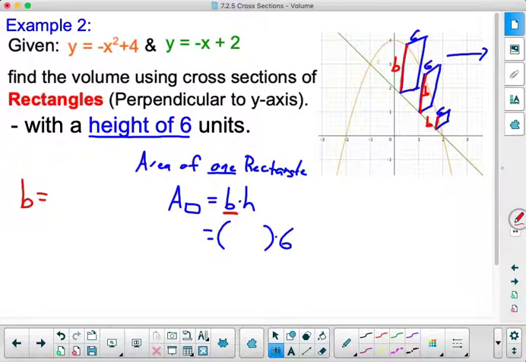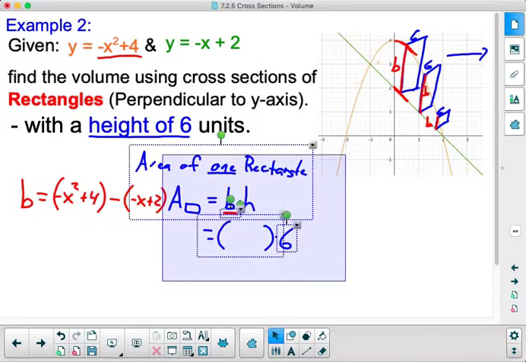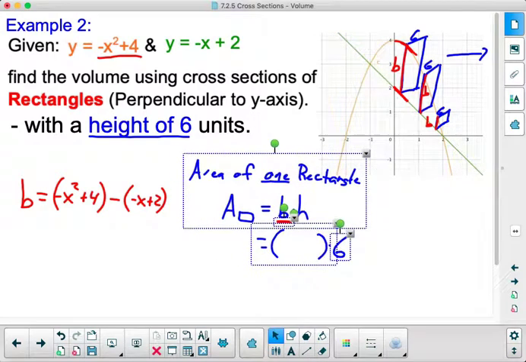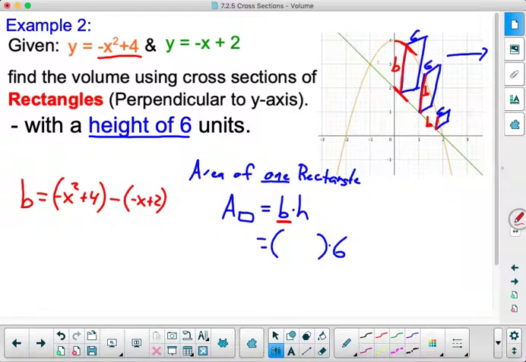Yeah, you just take the distance from the topmost function minus the bottommost function. So this is, again, going back to those ideas we did before. How do you find a length? In this case, you're taking the topmost function, which in my case is the orange one, negative x squared plus 4. And I want to subtract from that the bottommost function, which is that. And I'll move this over so we don't get these confused here.